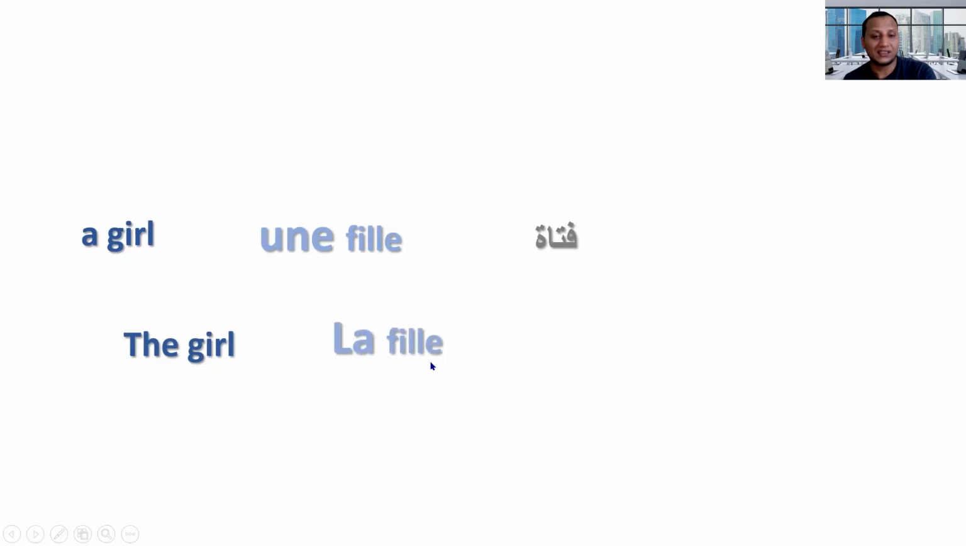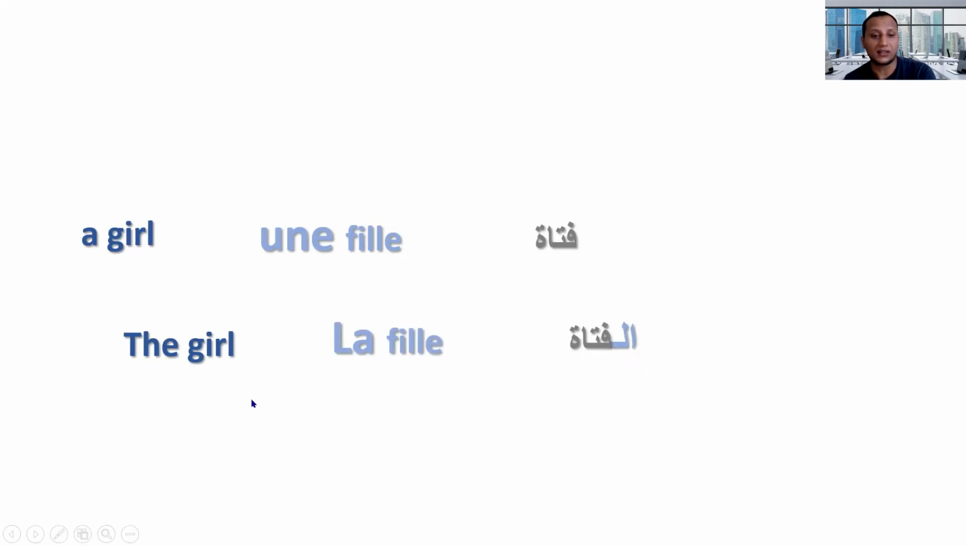A girl. Girl is a feminine noun. We use the indefinite article for feminine nouns, une fille. In Arabic, fatat. As we said, in Arabic we don't have any article for indefinite nouns. The girl, you are talking about a specific girl, so we use the definite article, la fille. In Arabic, al-fatat. Here, you notice that we added alif wal lam.